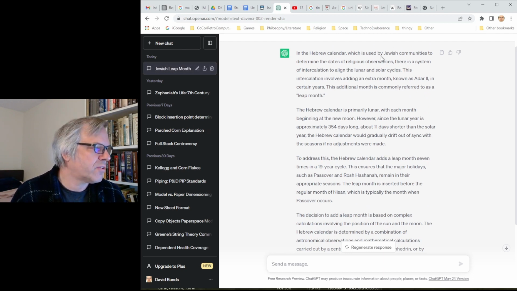In the Hebrew calendar, which is used by Jewish communities to determine the dates of religious services, there is a system of intercalation to align the lunar and solar cycles. I told you about that. If you don't do that, things are going to get out of whack really fast. This intercalation involves adding an extra month known as Adar 2 in certain years. This additional month is commonly referred to as a leap month. The Hebrew calendar is primarily lunar, with each month beginning at the new moon.